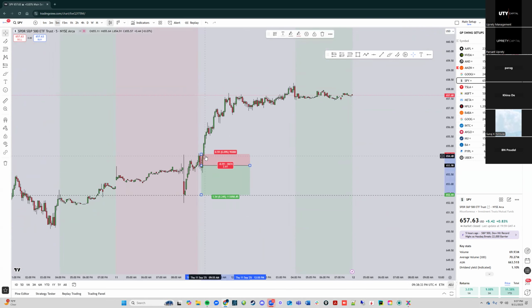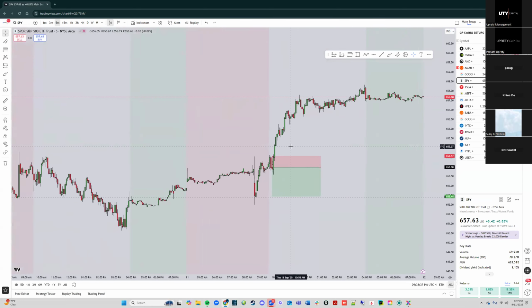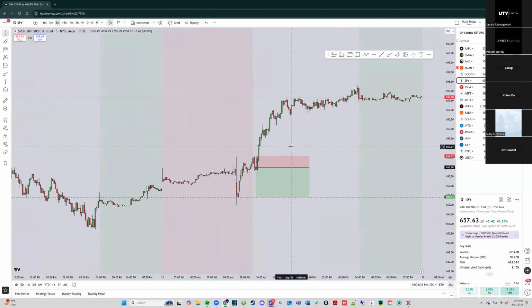This play is the mistake we don't want to make again. If it goes above our risk area and it closes, we want to be out of this. We don't want to hold and wait, because once you start saying, okay, I think, that's when you start losing money.